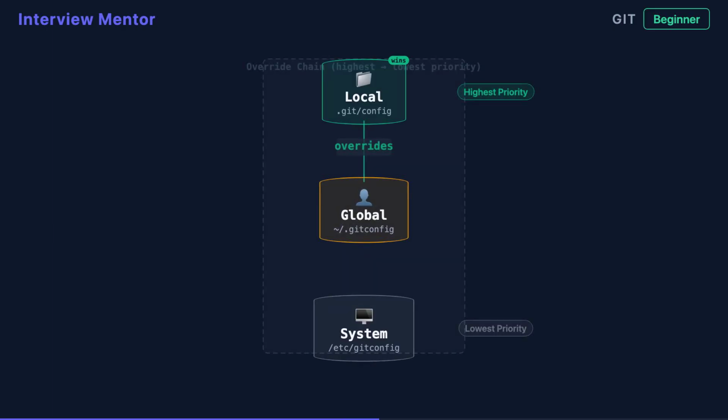The third level is local or repository-level configuration. It only applies to a single specific repo and is stored in the .git folder inside that project. You write to it with the --local flag, which is actually Git's default when you don't specify any level.